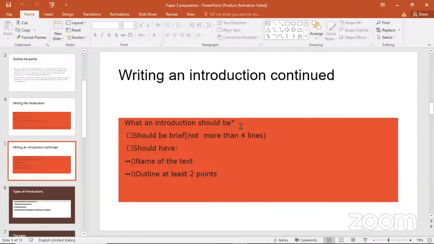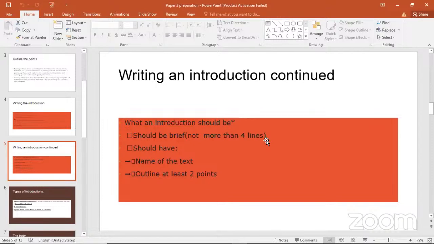An introduction should be brief. We are still fighting with a number of words, and it doesn't take a lot of words for you to show me that you understand the question. So 4 lines is a good enough paragraph for you to clearly bring out your introduction, your understanding of the question. Don't go into depth.